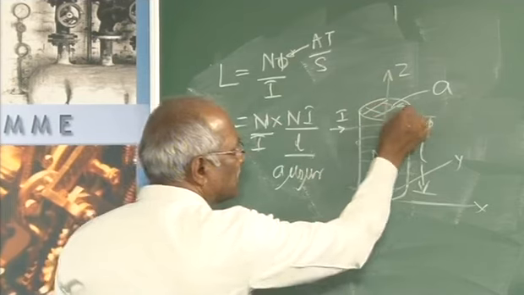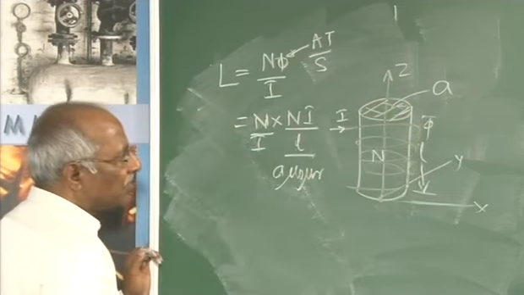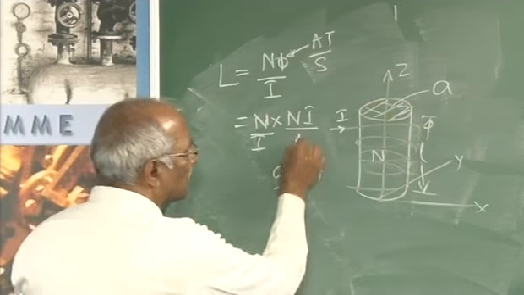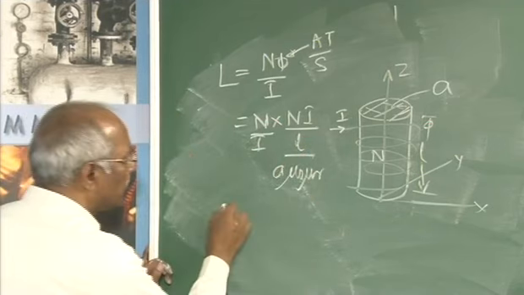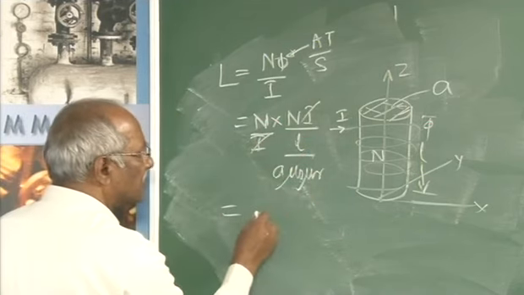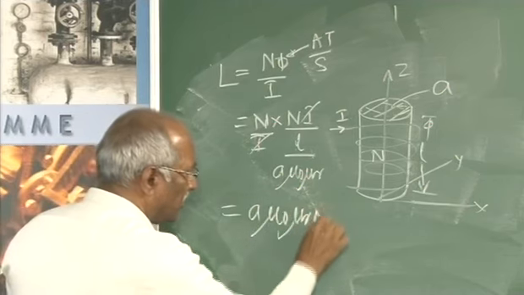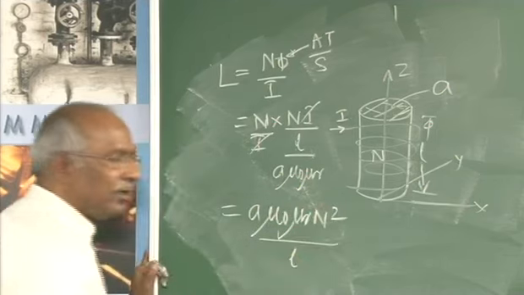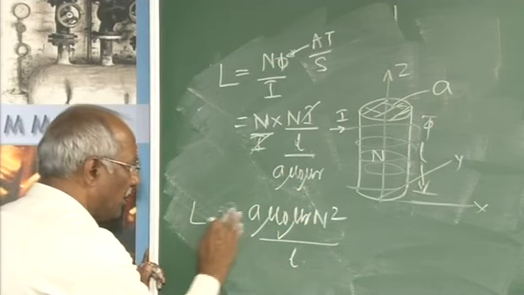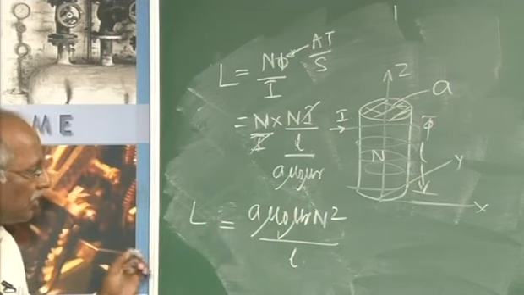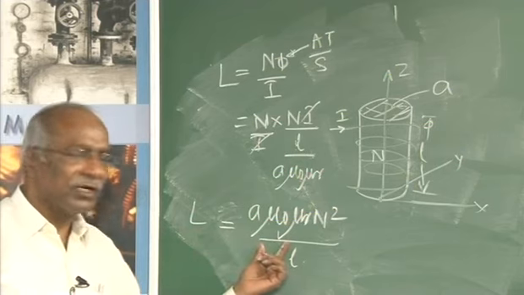The flux gets concentrated over here. The length of the flux path is taken as L, and I gets cancelled. You will be left with A mu naught mu r N square by L. So this is nothing but the value of inductance. You will observe it is independent of the current flow.